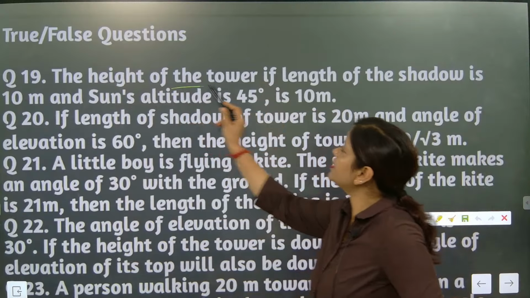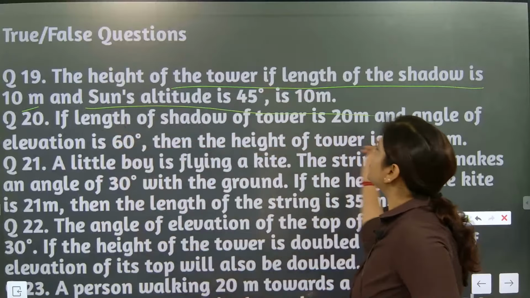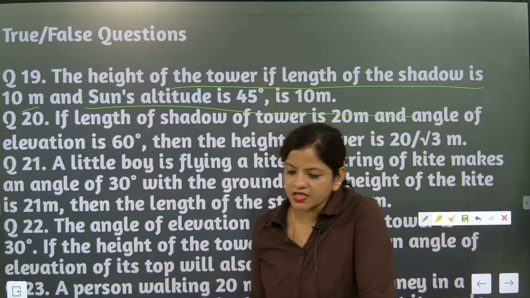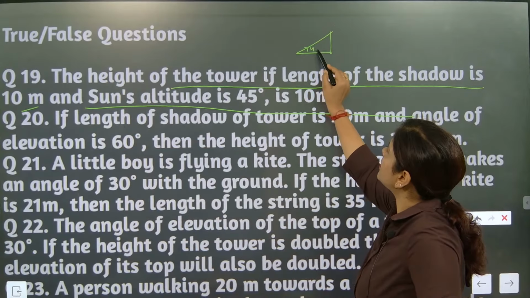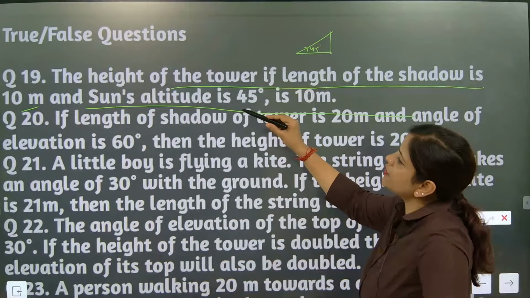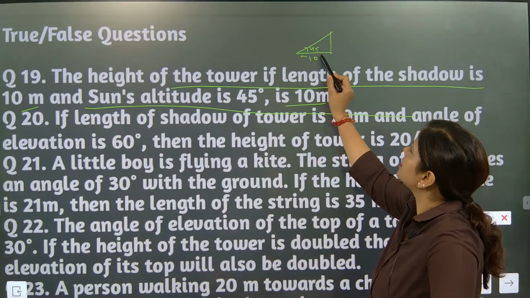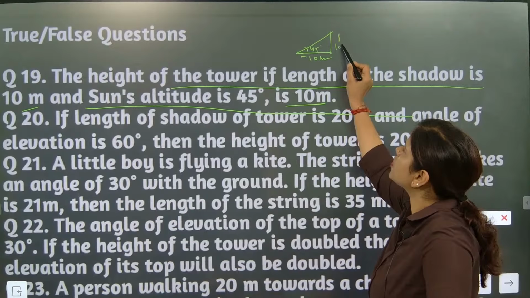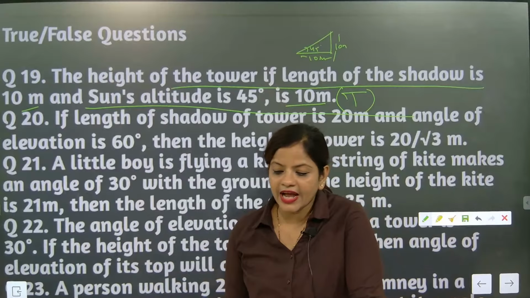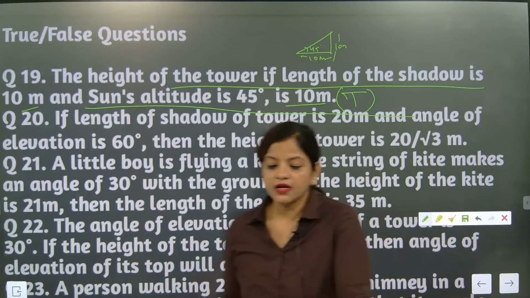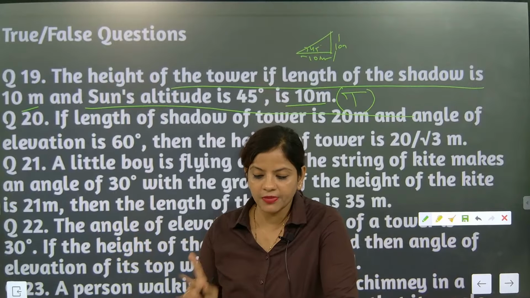So now definitely it is exactly going to come as, the height of the tower, if the length of the shadow is 10 meter and sun's altitude is 45 degree. Sun's altitude is how much? 45 degree. So the length of the shadow is 10 meter, that means the height of the tower will also come 10 meter. This is a true statement. Why? Because tan 45 degree is how much, beta? Tan 45 degree is 1. So 10 by 10 will come as 1.